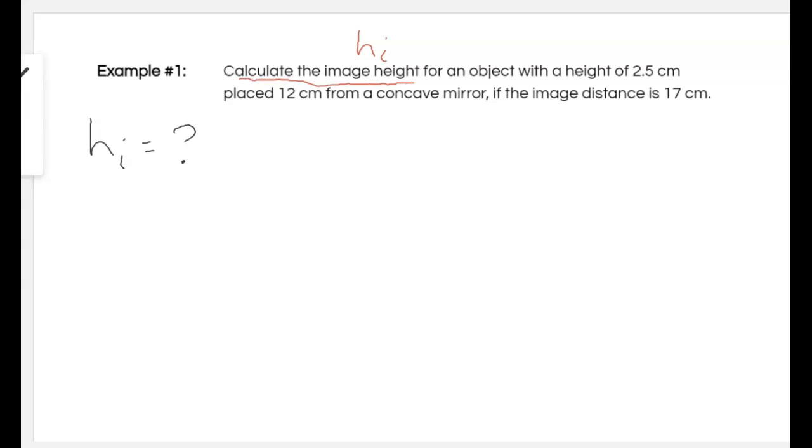Let's keep going here. It says for an object with a height of 2.5 centimeters. So that tells me that my object has a height of 2.5 centimeters. That's my HO, 2.5 centimeters. Then next it says placed 12 centimeters from a concave mirror. That means my object is 12 centimeters in front of my concave mirror. So that tells me right there that that is my DO.